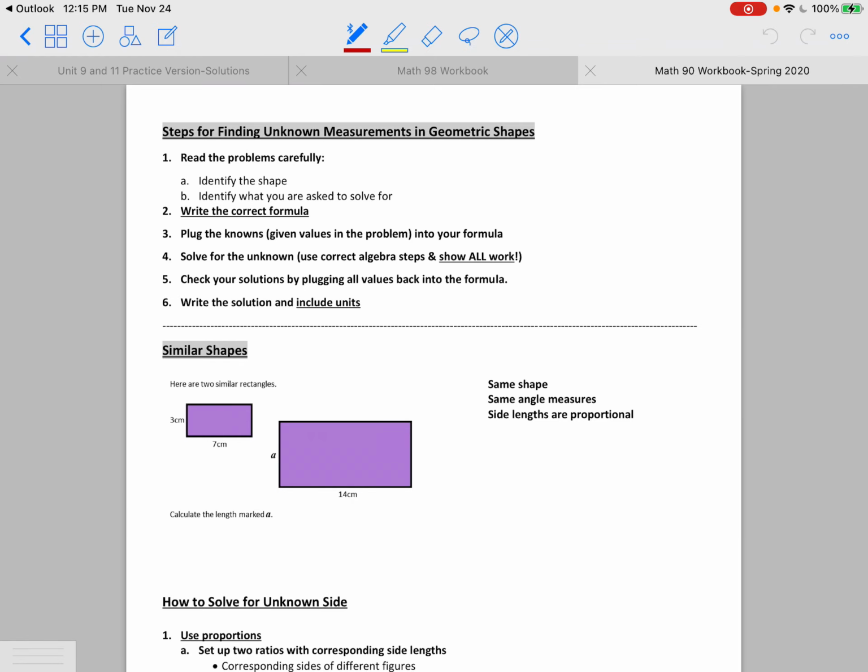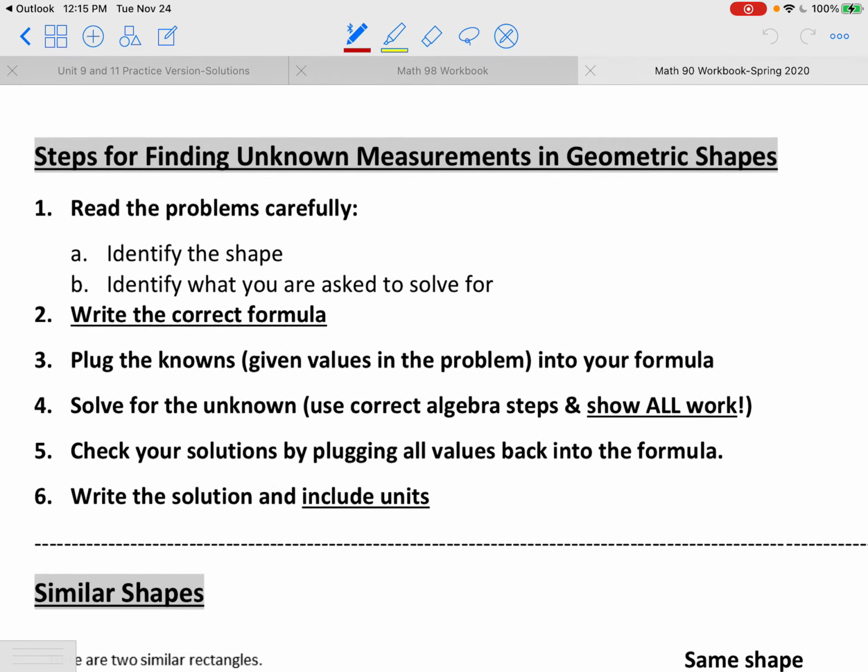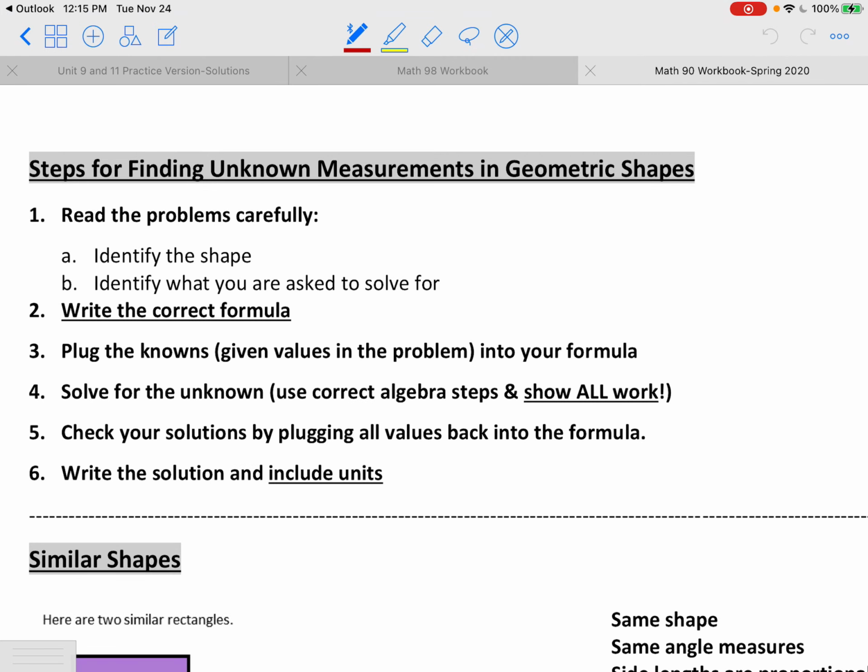Oh, actually, that's not true. I want to talk about this first. I'm going to talk about this upper section, so I'm going to try to truncate this a bit. It's really important for us to talk about the steps for finding unknown measurements in geometry. I want you to keep in mind that yes, we're talking about geometry, we're talking about geometric shapes.